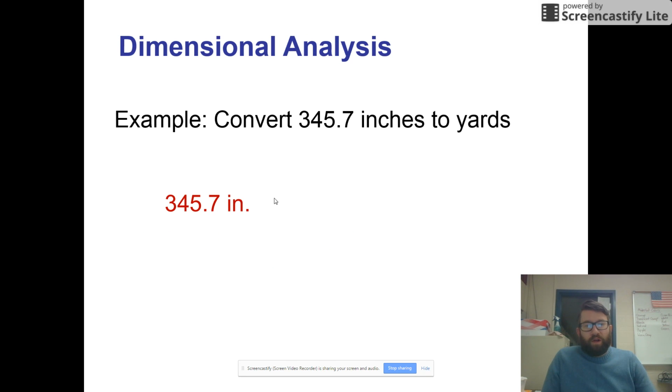All right, so with our next screencast, we're going to look at an example where we convert 345.7 inches to yards. So tune in for part 2.